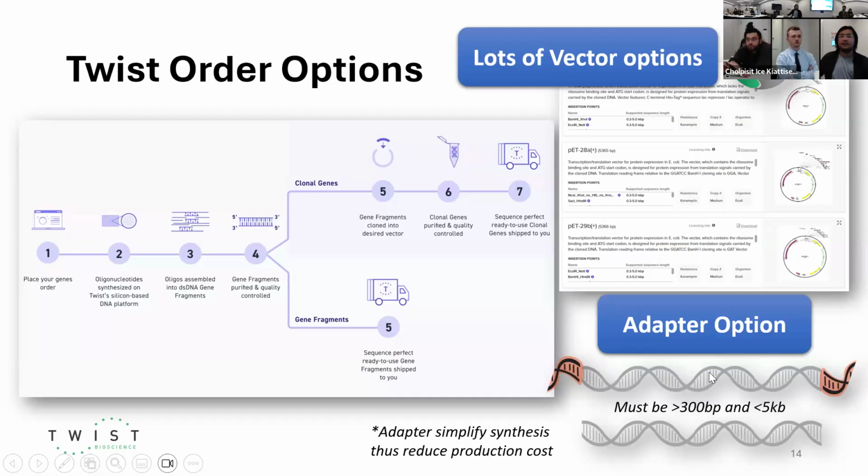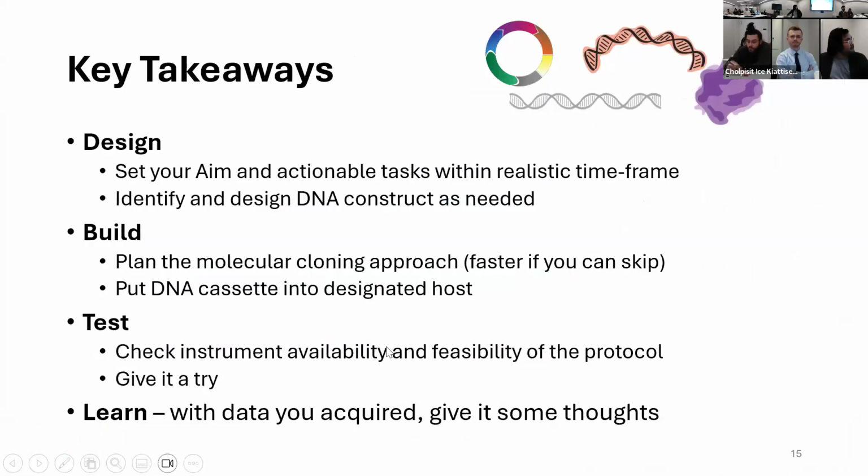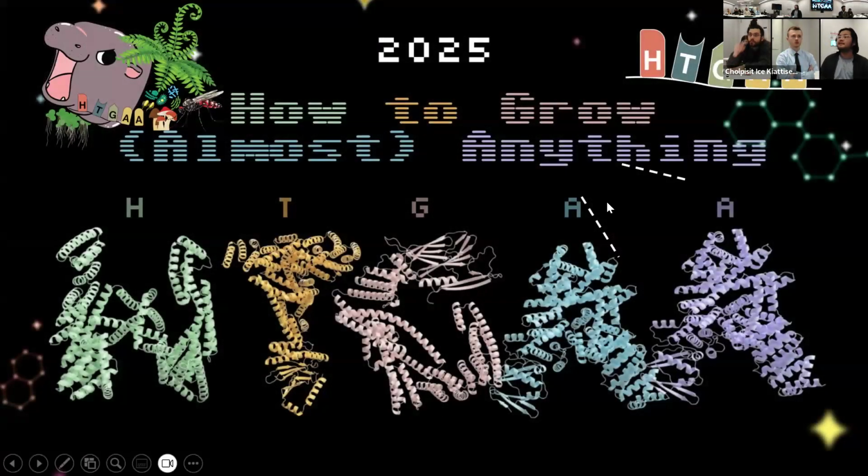And lastly, you have to make sure that the sequence is 300 bp to 5 kb, because for something smaller or larger than that, Twist doesn't provide a good workflow for making it. So if you want something more than 5 kb, it might be better to design 2 inserts that overlap for the Gibson instead. So that's all. The summary is, make sure that you go through the design and build, and be aware of the test and something you want to learn at the end. And that's it.